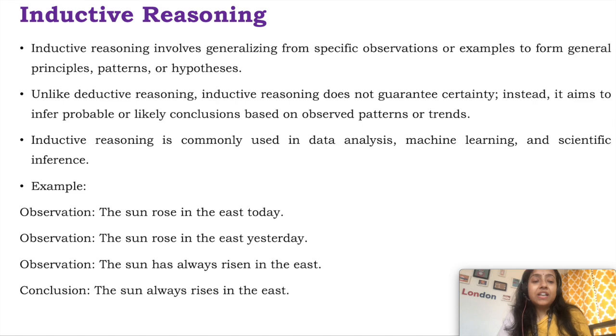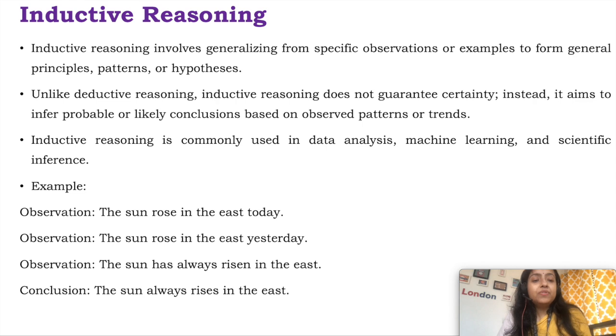A very good and classic example of inductive reasoning is that we can see three observations and we are going to draw a conclusion from that. Kindly keep in mind that here the conclusion is not certain or not always true, but it is a likely conclusion. The first observation is that the sun rose in the east today. Next one says that the sun rose in the east yesterday. The third one says the sun has always risen in the east.